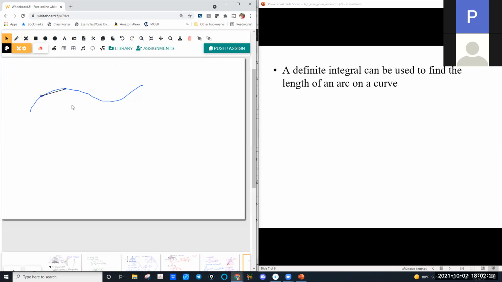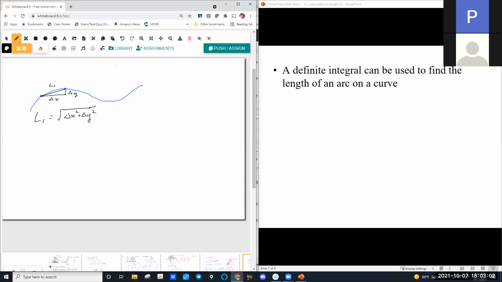And now that straight line has basically a delta x and a delta y. And so this is our ith slice. So L sub i, based off our Pythagorean theorem, is the square root of delta x squared plus delta y squared.